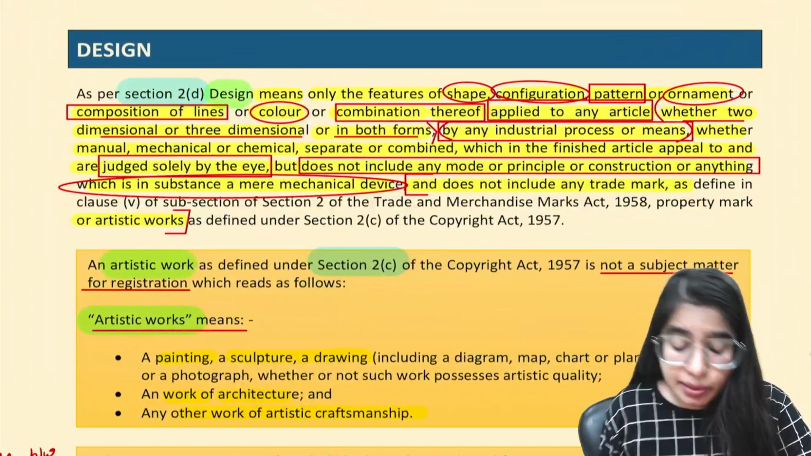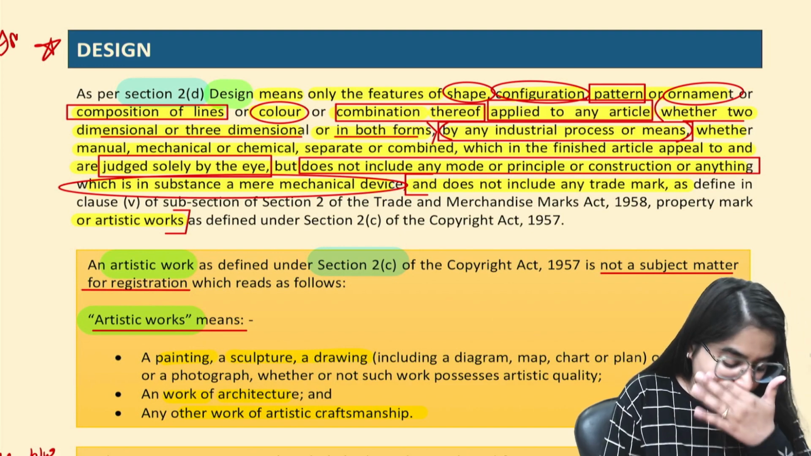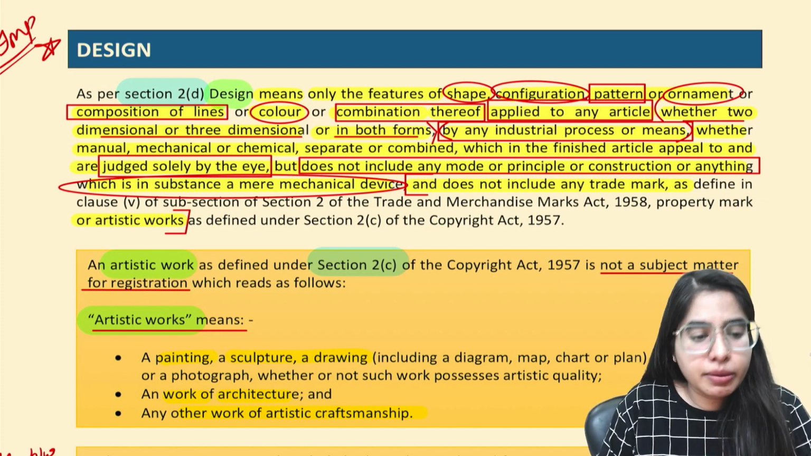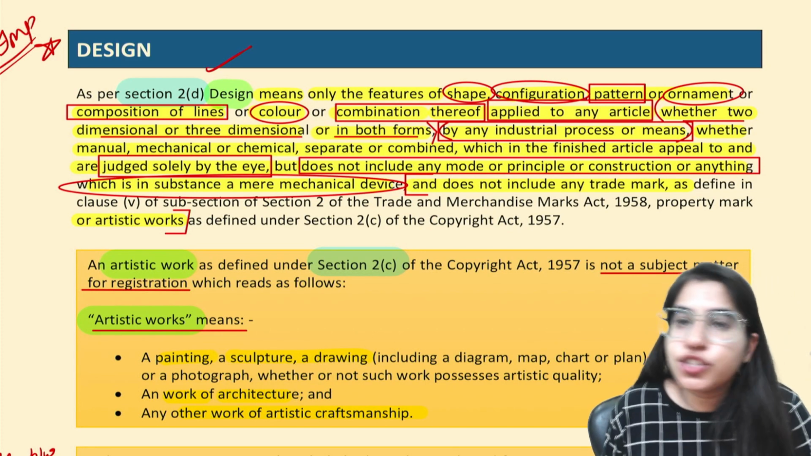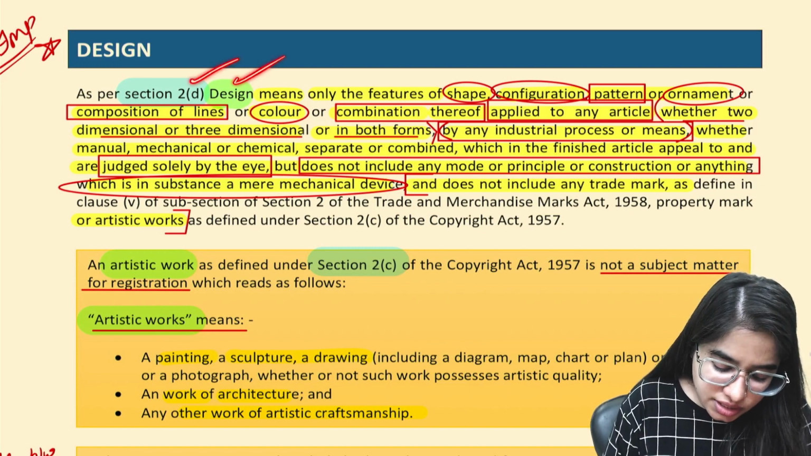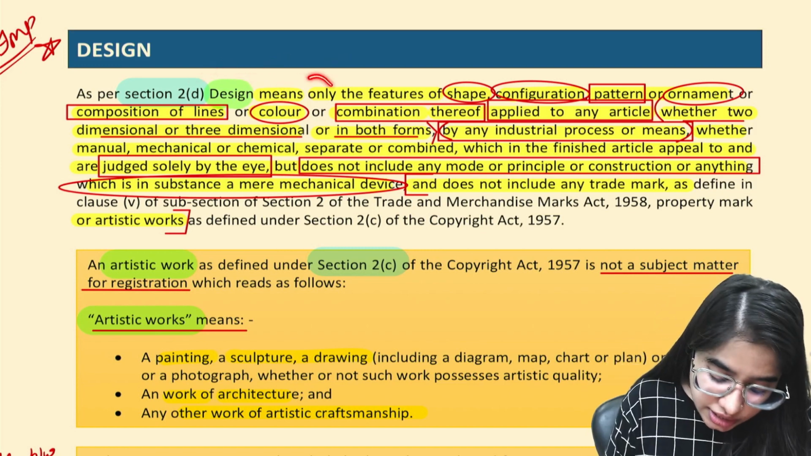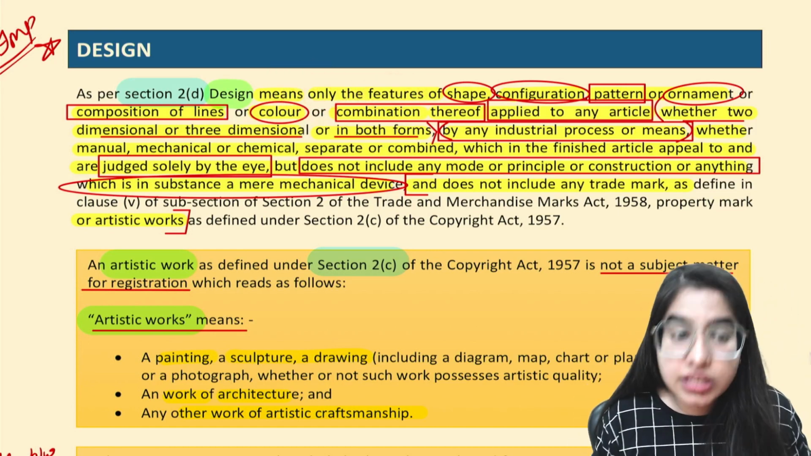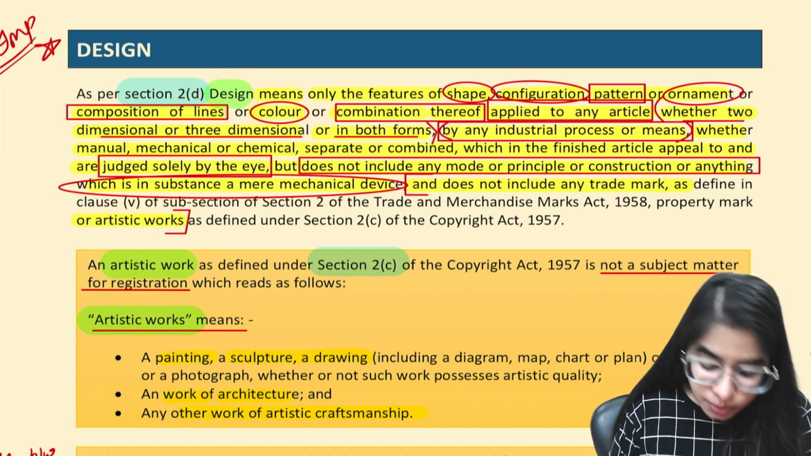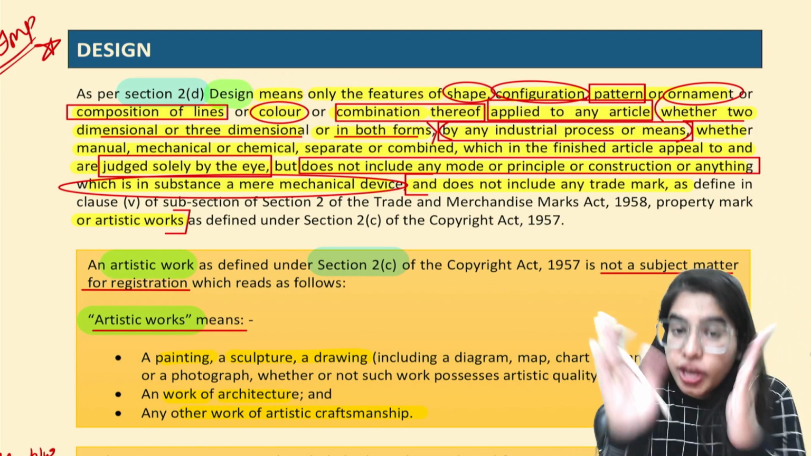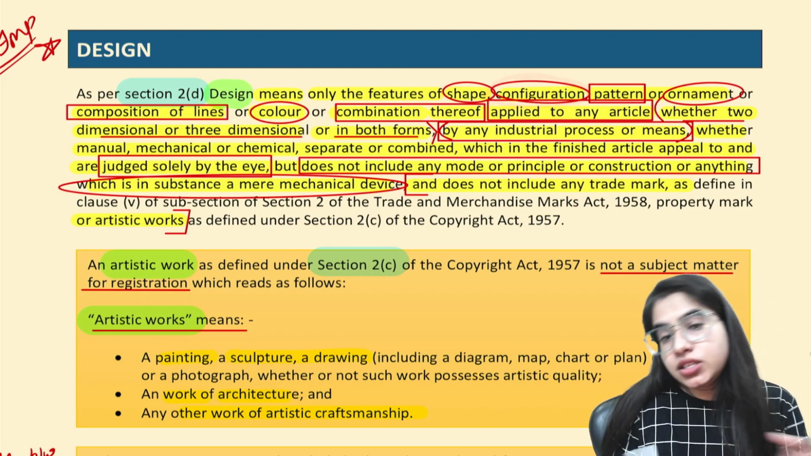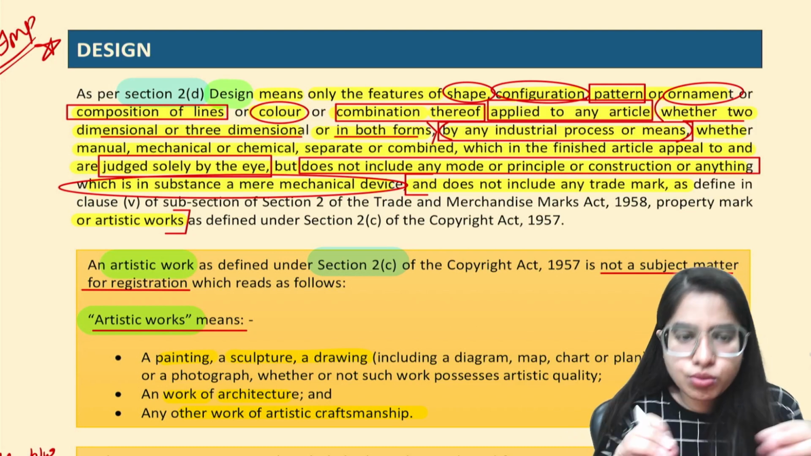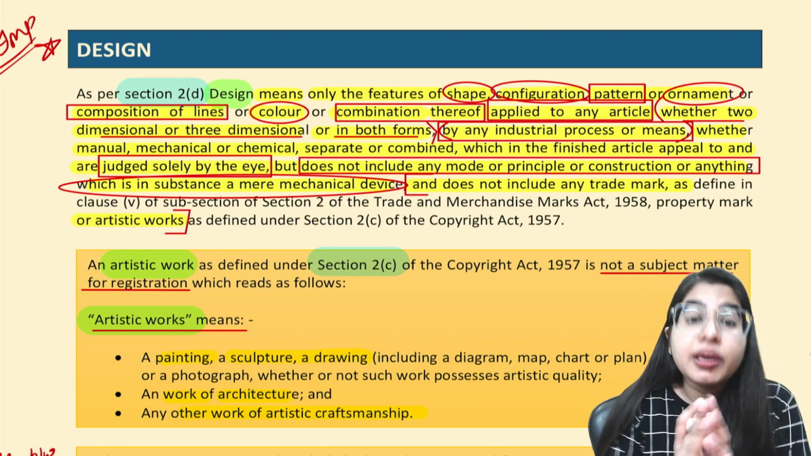A very important thing, very important. You can make a star mark here. The definition of design given under the Design Act, very important. It is defined in section 2 clause D. Section 2 clause D defines design, which says that design means only the features of, only this thing is design, nothing else is design. So what is design? Design means only the features of shape, the unique shape you make. Configuration means arrangements: how you combine and arrange different small particles or small materials and make a unique product.